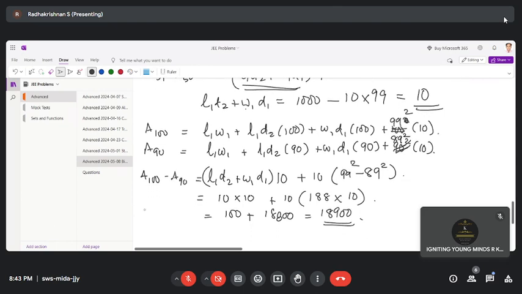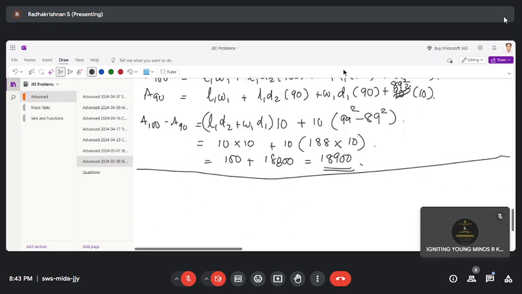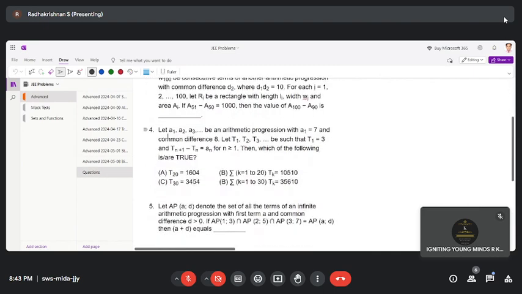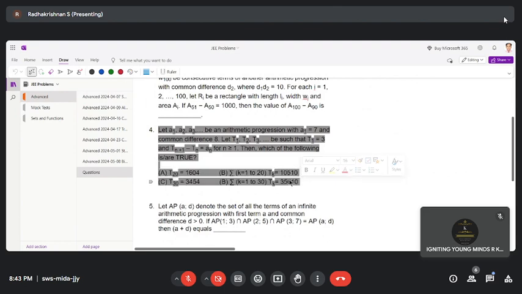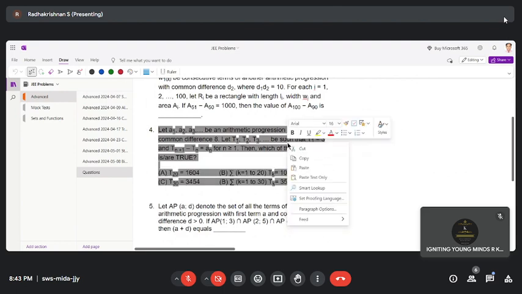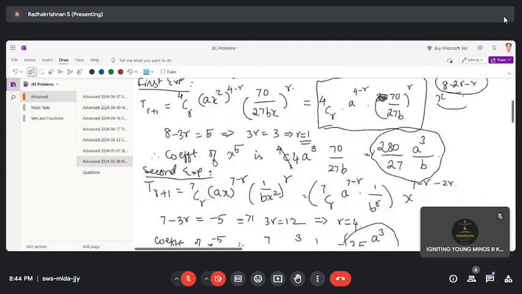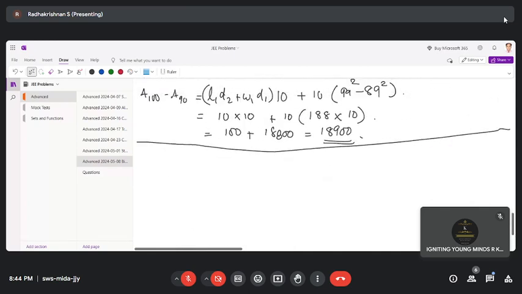Okay, time is running out. We'll just do one more problem. This is an interesting problem. They ask many problems like this. Sometimes the expression is given, or sometimes it is given in this way, so it's all the same.